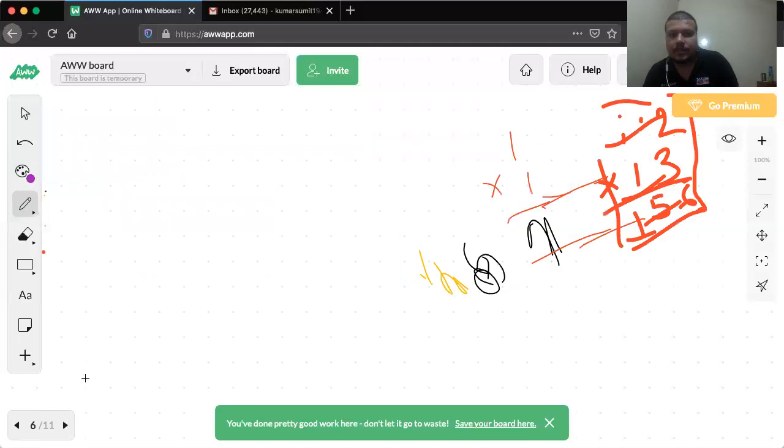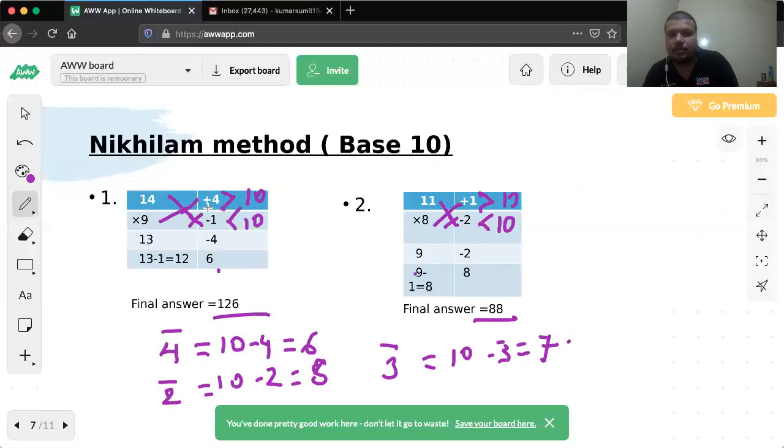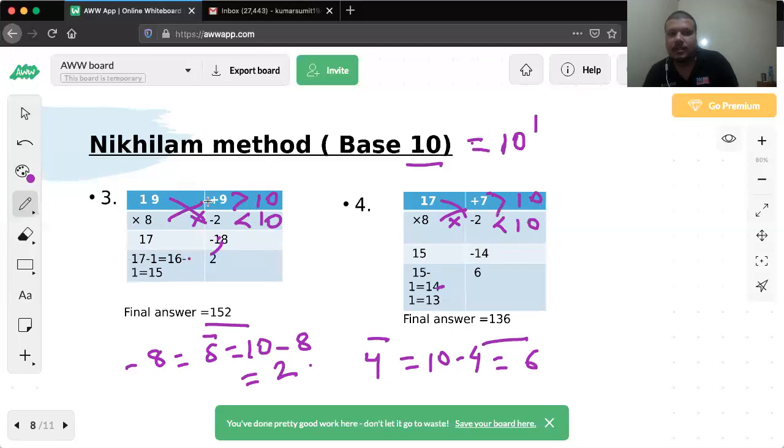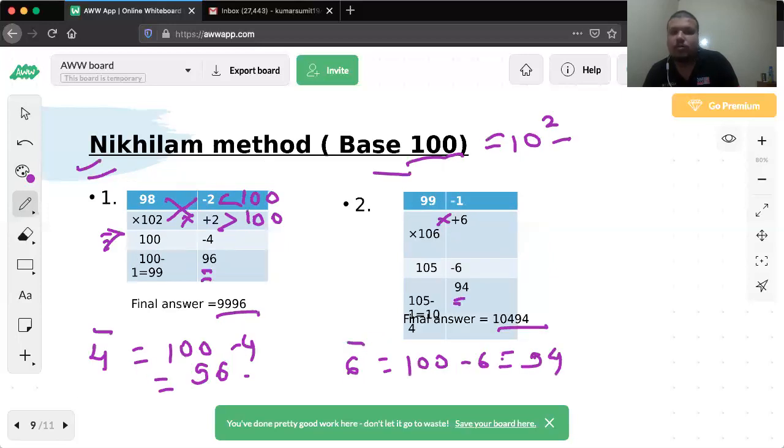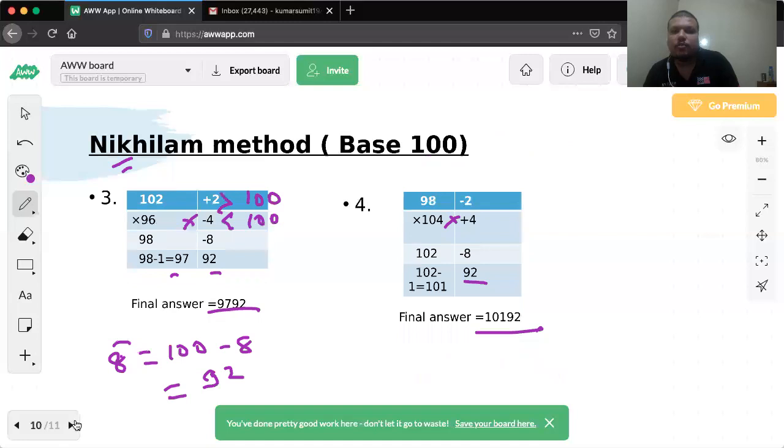Again, here we have covered when one number is greater, one number is less than the Nikhilam. Again, here also we have covered Nikhilam 100, and we have covered one number greater, one number less. So again, the more and more you practice, here also we have done the same thing: one number greater, one number less than the Nikhilam.